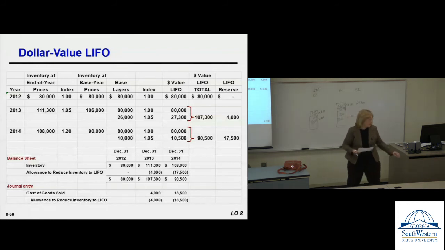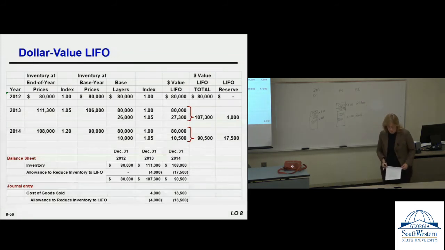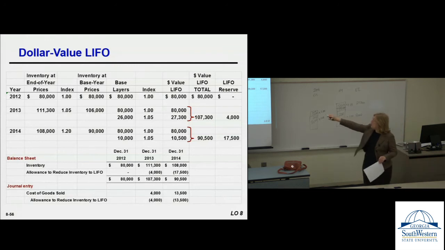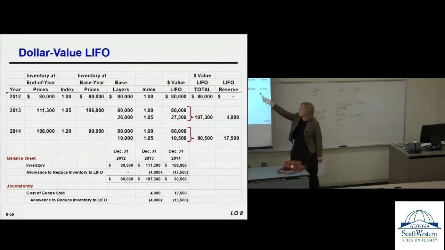Okay, so any questions about this one? How much is the LIFO reserve? Like, how do you get it? Not the 108,000 minus 90,500. The first column over there, 108,000, minus the 90,500 in your LIFO column.